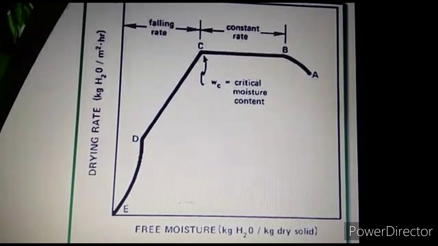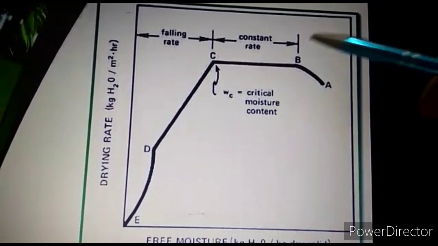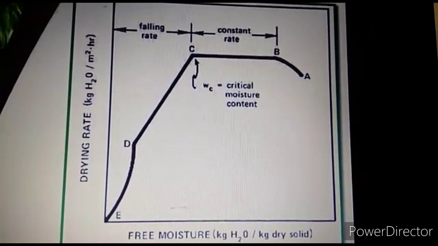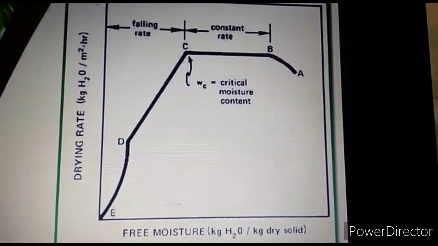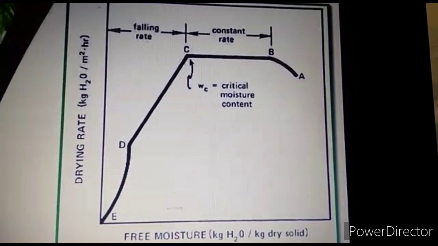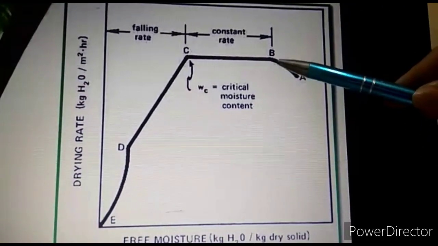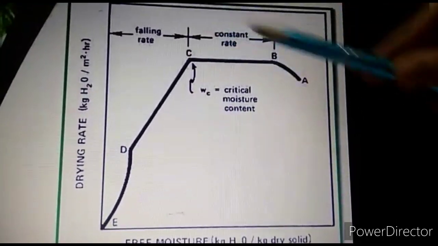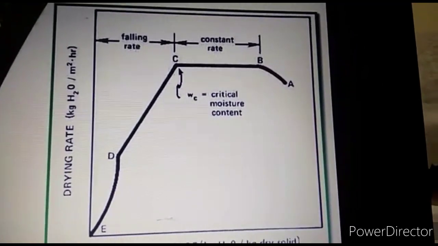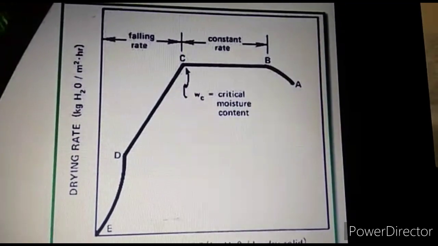Point A to B is known as the initial adjustment period, where the process of drying is adjusting itself to the environmental condition of the dryer. The dryer is coming up to the standard temperature and so on. The process proceeds from B to C. Now during B to C, the rate of drying becomes constant, and this is known as the constant rate period.